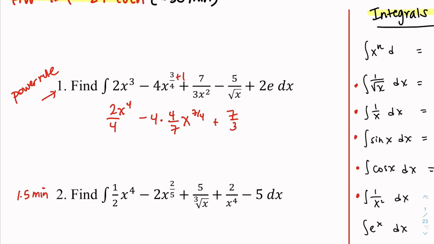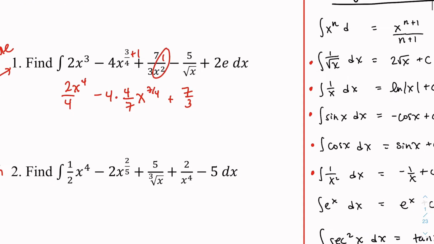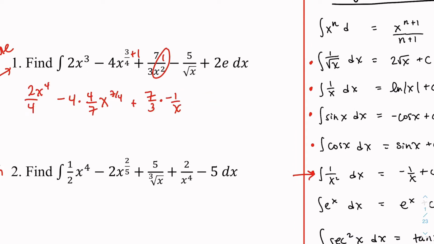But notice that it leaves me with 1 over x squared. Now, I can't use the power rule if the exponent's in the denominator. So I can either rewrite this as x to the -2, then add the 1 and divide, or I can leave it there but recognize that that is one of my formulas. The integral of 1 over x squared is -1 over x. And the integral of 1 over radical x is 2 root x.